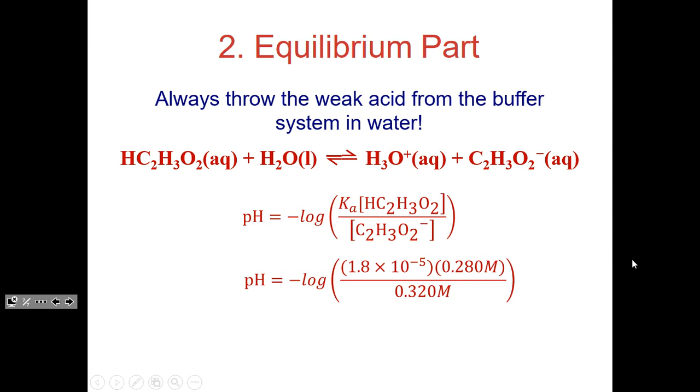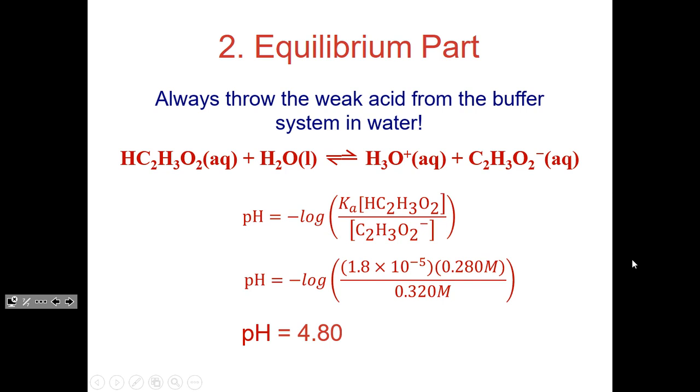So really you don't need to worry about changing your mole amounts into molarity amounts. Just leave them as mole amounts and it's perfectly fine. You just need to remember your acid goes up top and your base goes on bottom. And the base in this case is our acetate. Once you plug those in and calculate, you now find your new pH. And notice it didn't change all that much.